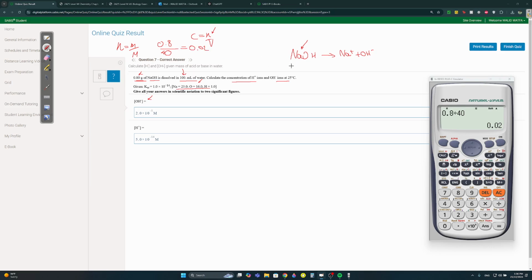So the moles is 0.02. Let's find the concentration now. We put C equals 0.02 over the volume, 0.1 liters, divided by 1000, and you're going to get 0.2. So the concentration of NaOH is 0.2. That means the concentration of OH minus, since they have the same coefficient, is also 0.2. Since they wanted scientific notation to 2SF, you move it 1 to the right: 2 times 10 to the minus 1, but for 2SF you put 2.0. For H plus, 10 to the minus 14 over 2.0 times 10 to the minus 1. You're going to get this.